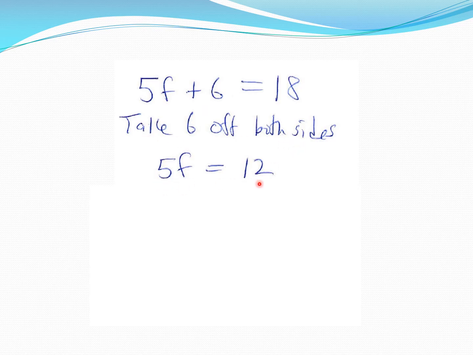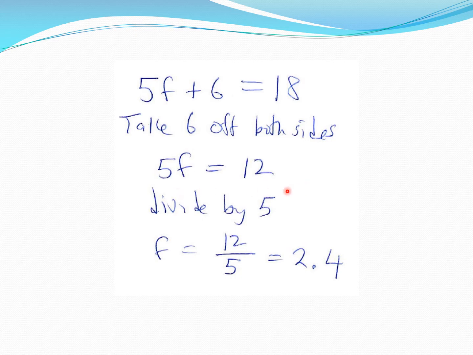5f equals 12. Now, in school, you would have learned stuff about bringing 6 over the other side and changing the sign. But that's just based on the weighing scale idea that we actually take 6 away from both sides. So that plus 6, take away 6 gives you 0, and you're just left with 5f. And here you go, 18 minus 6. So what you learned in school is fine, but maybe this just gives you an alternate understanding as to what you're doing.